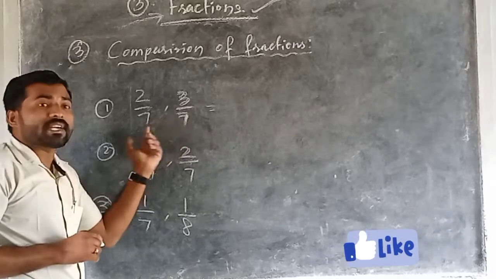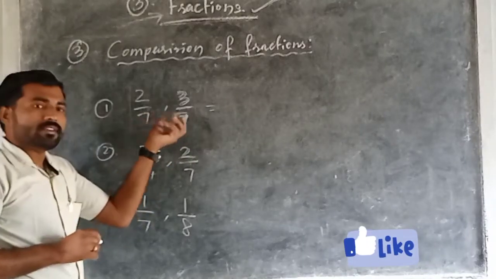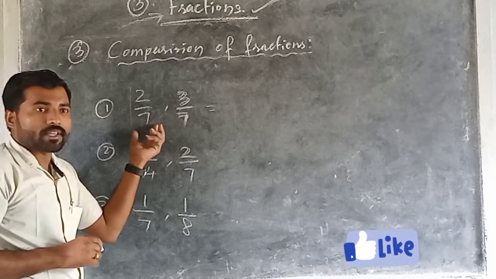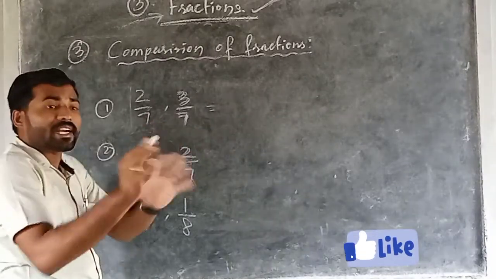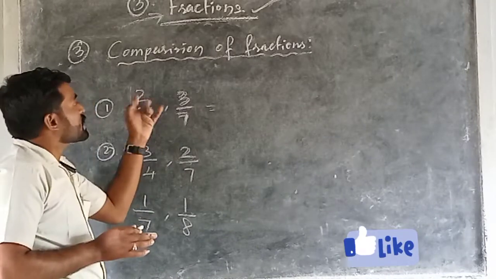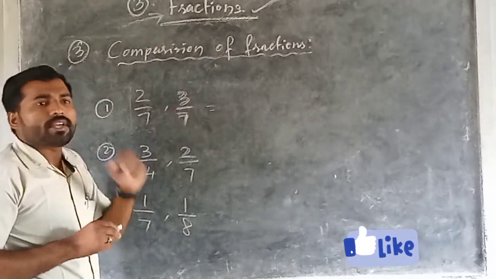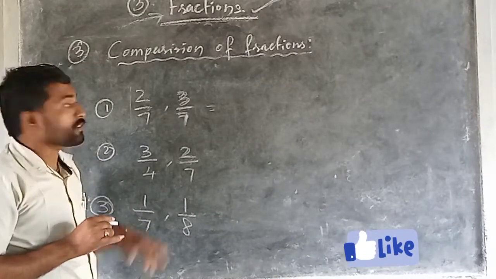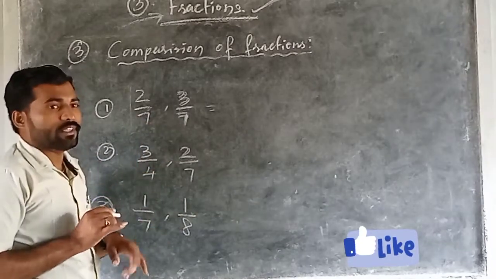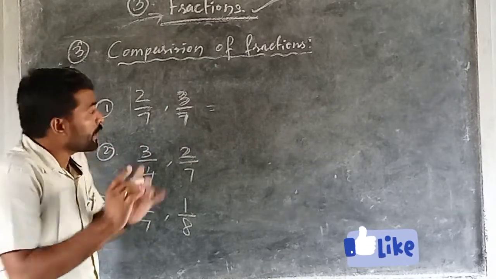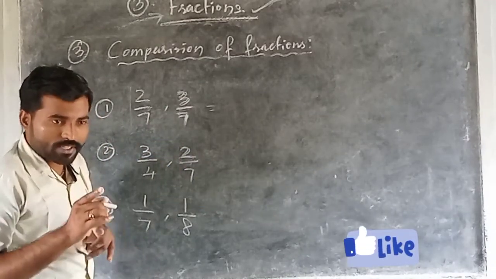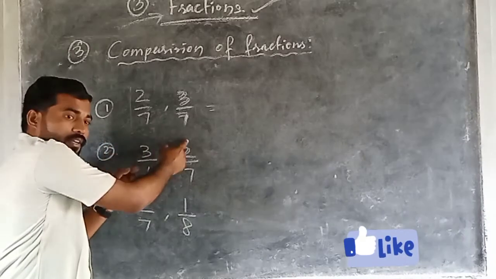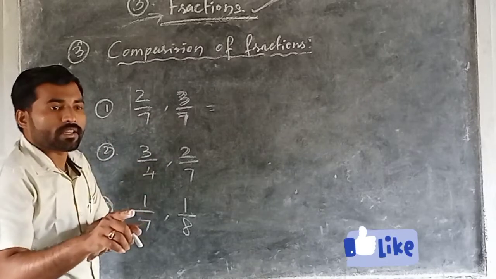Here two fractions are given, 2 by 7 and 3 by 7. Here the given denominators are equal, 7 and 7. That is why you can say directly. Here 2 is greater or 3 is greater? 3 is greater. You can say directly when the denominators are equal. Understand? If the denominators are equal, then only you can say directly, otherwise not.